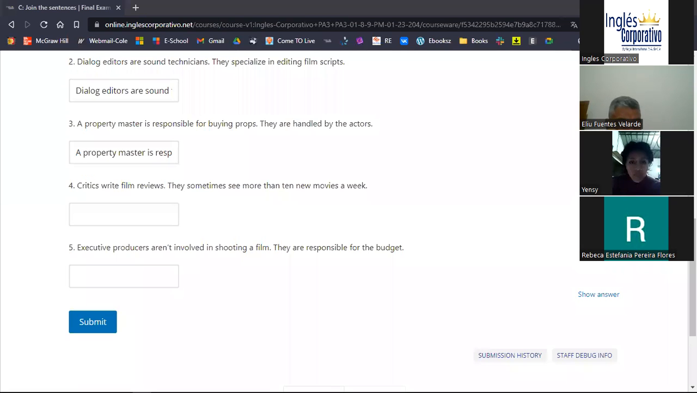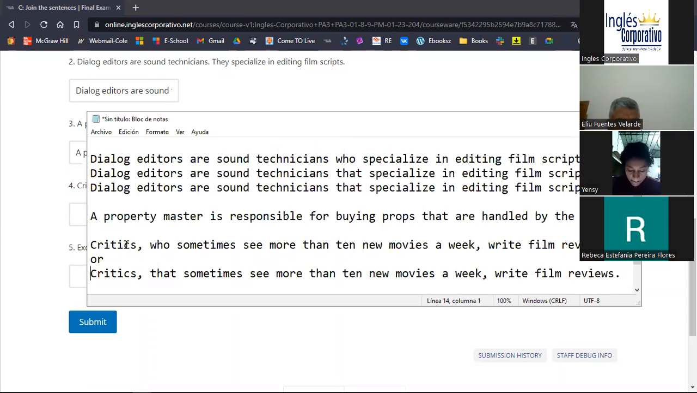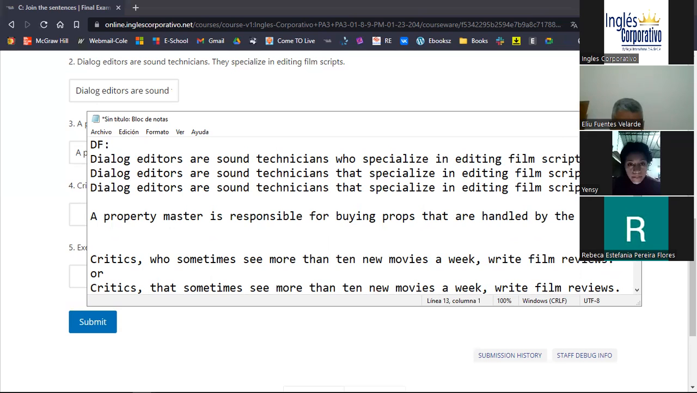Anyone? No worries, okay? So in this case, we have two options, okay? We have the first option, and I will show it to you. Critics, and then we have a non-defining clause. This one is a defining clause, remember. So over here, we have a defining clause, right? This one is a non-defining clause.